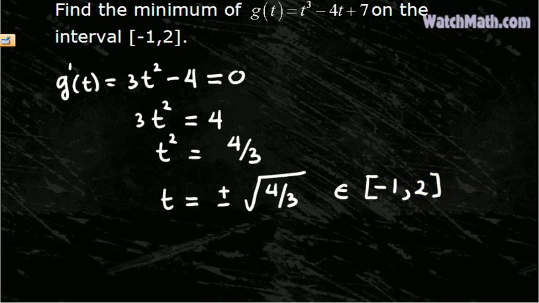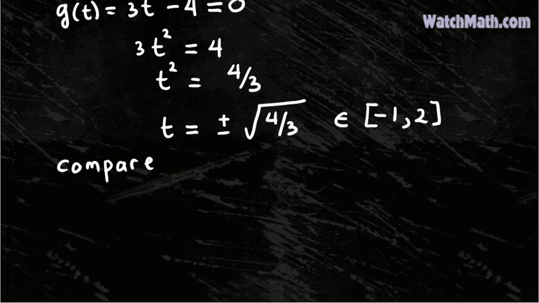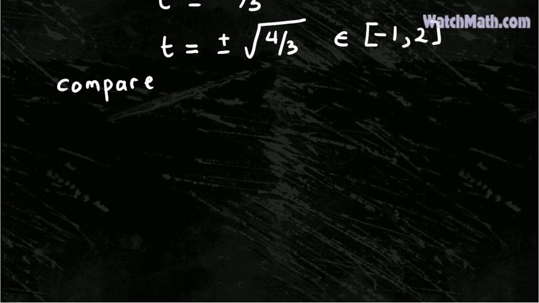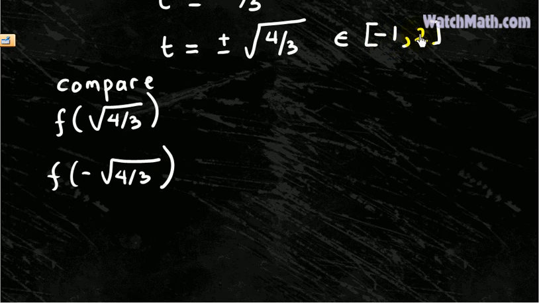So now our job is to compare the value of g at the endpoints and at the critical numbers. So compare g of square root of 4/3, and then g of negative square root of 4/3, and at the endpoints g of -1 and g of 2.